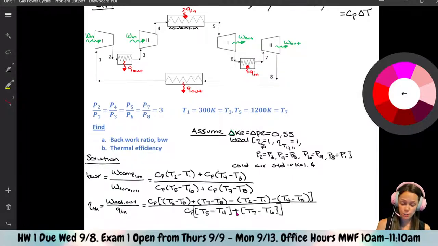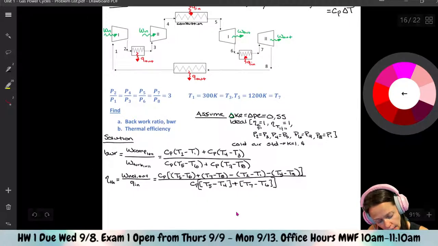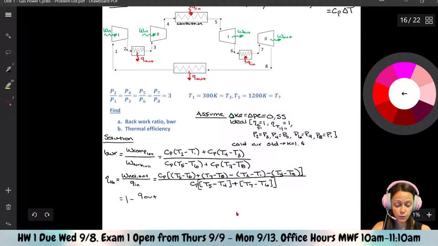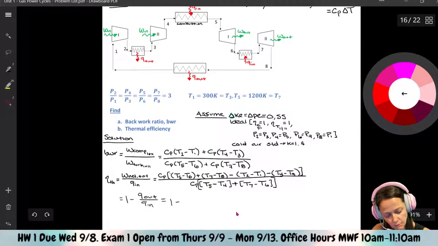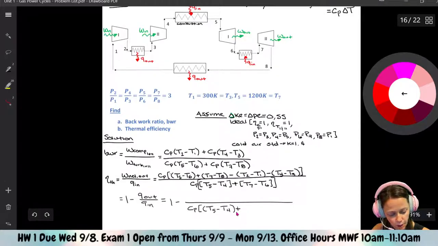Or you could put it in terms of 1 minus Q out over Q in. So let's do that as well. And it won't matter which one you do. They should both give you the exact same answer. And if it doesn't, then you know that you have a problem with one of the temperatures or something wrong with one of your formulas that you're using. So this would be 1 minus. See, the denominator is going to be the same, so it's going to be T5 minus T4 plus T7 minus T6.